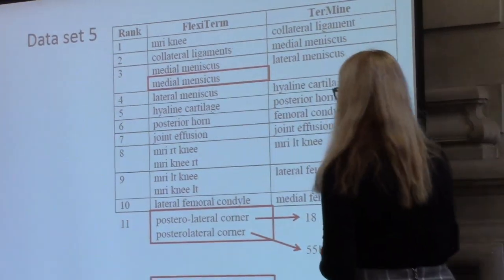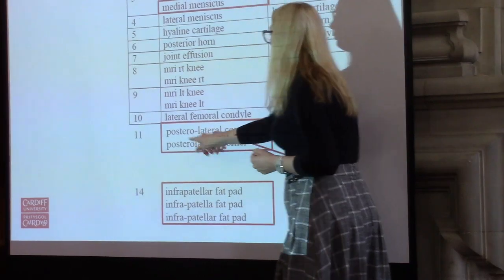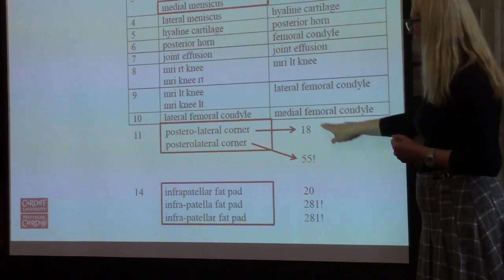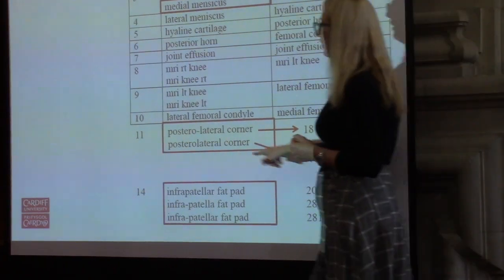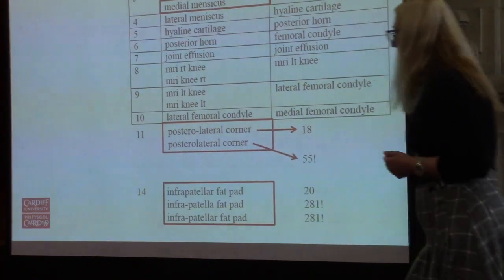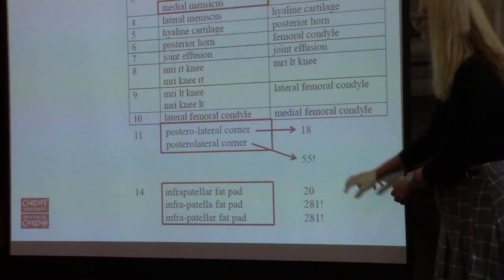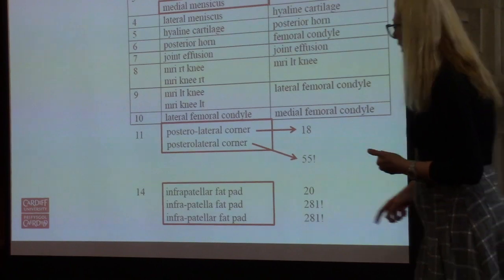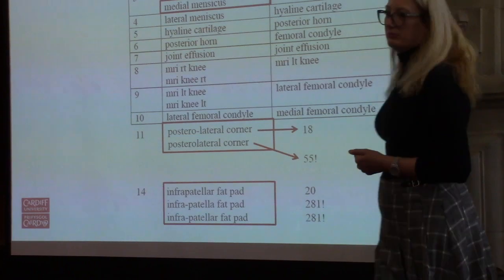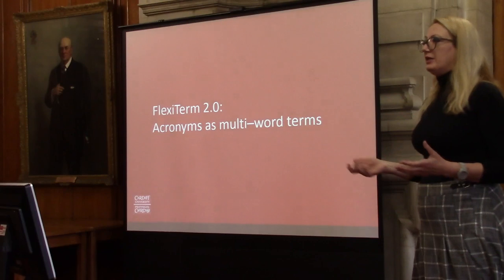And this is interesting. So orthographic variation, posterolateral corner with or without a hyphen, they were treated as different terms in C-value. Look at the ranking, 18 and 55, whereas we ranked at 11. Even worse, infrapatellar fat pad, broken down into 3 terms, so you would have 3 variables instead of 1. And look at the ranking, 14 versus 20, 281. So that's nice, but we notice the problem with acronyms.